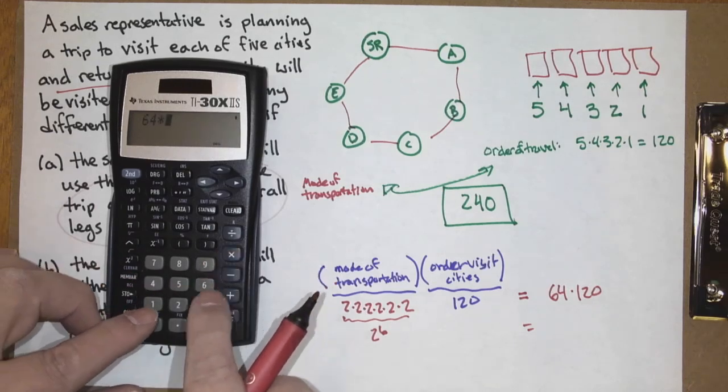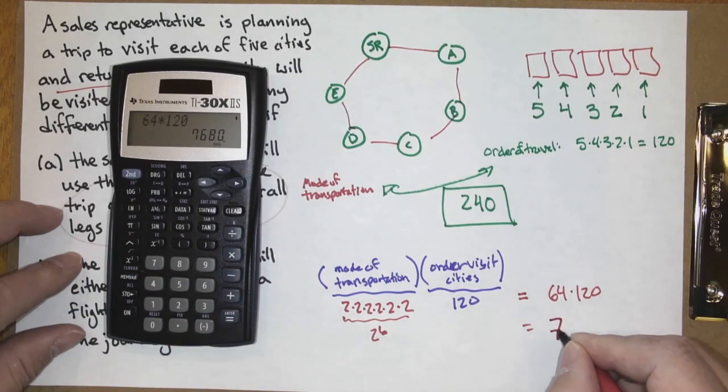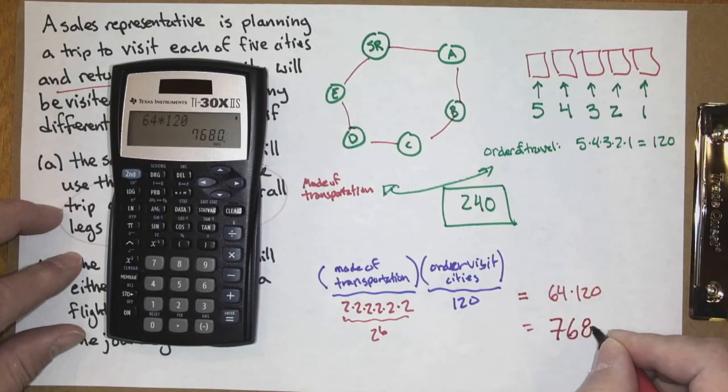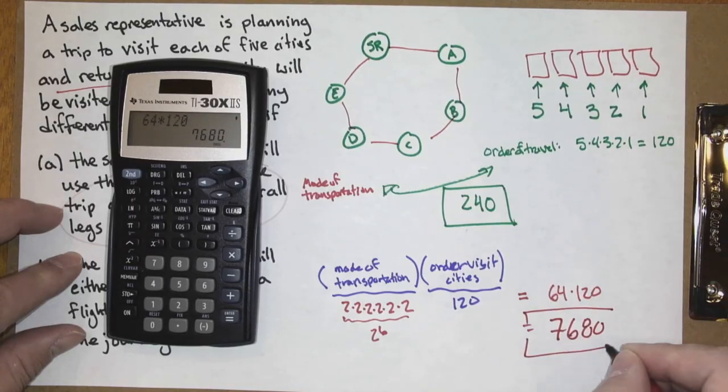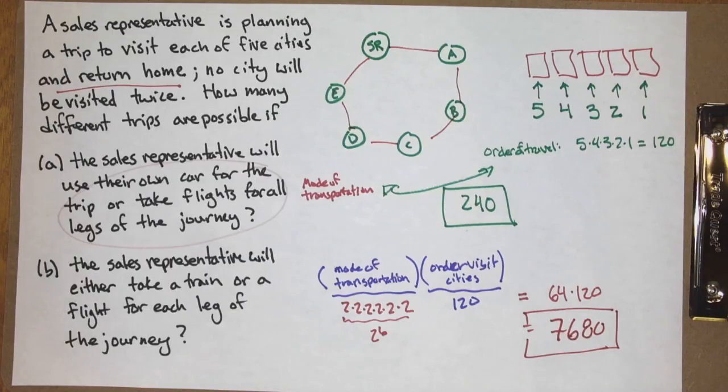It's one of these things that you have to figure out how your calculator works. Harder than you think. 7,680. There we go. Wow. Okay. So you can imagine that that's a lot of options.